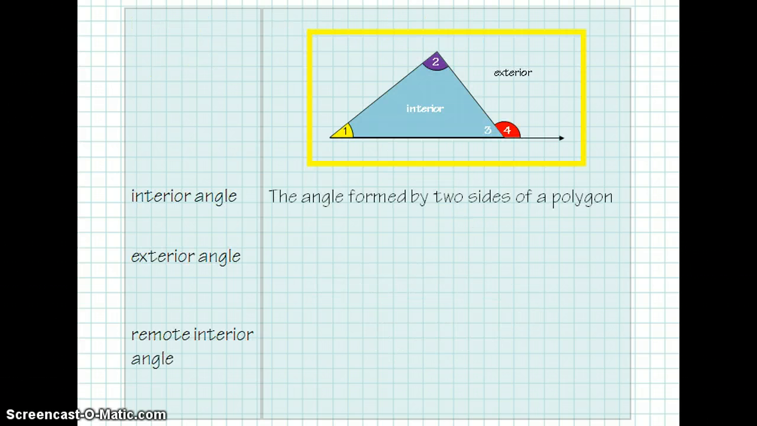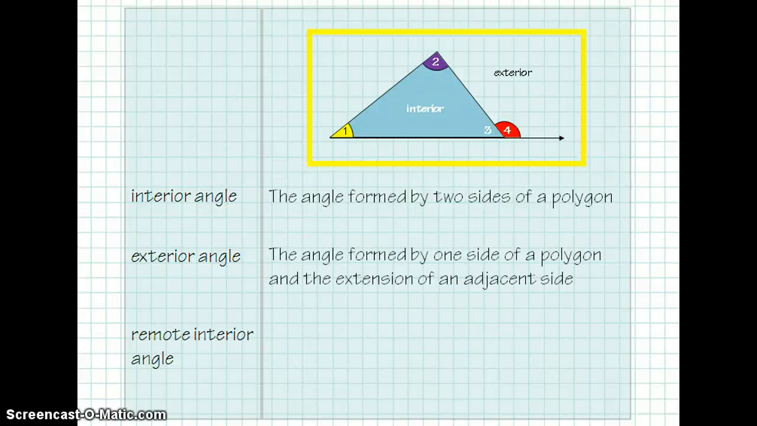Okay, next we need to talk about some terms you're going to hear. First, we have interior angle, which is the angle formed by two sides of a polygon. So angle 1, 2, and 3 are all interior angles. An exterior angle is an angle that's formed by one side of a polygon and the extension of an adjacent side. So angle 4 is an exterior angle.